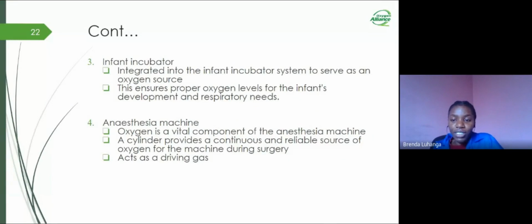Oxygen cylinders are also integrated into the infant incubator system to serve as an oxygen source. This ensures that there are proper oxygen levels for the infant's development and to cater for their respiratory needs.